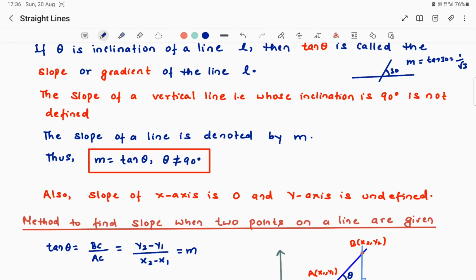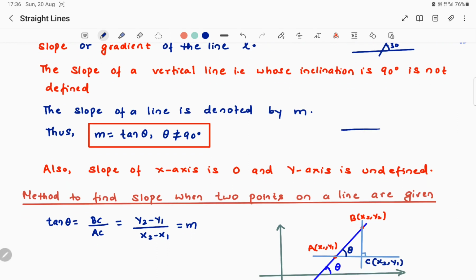Now suppose we have a situation like this, that a line is drawn something like this, and let's say this is the x-axis, and this angle is given as 150 degree. If I ask you what the slope is, slope is going to be m equals tan 150. What is tan 150?